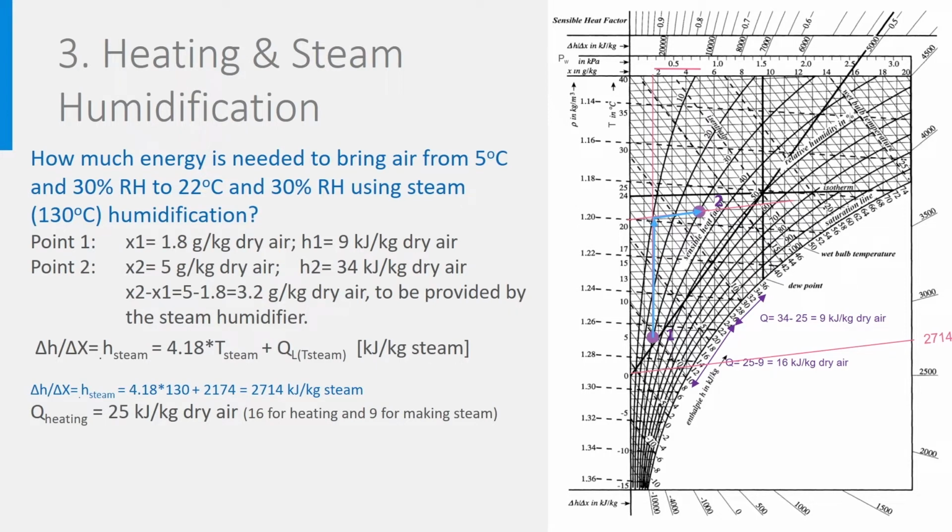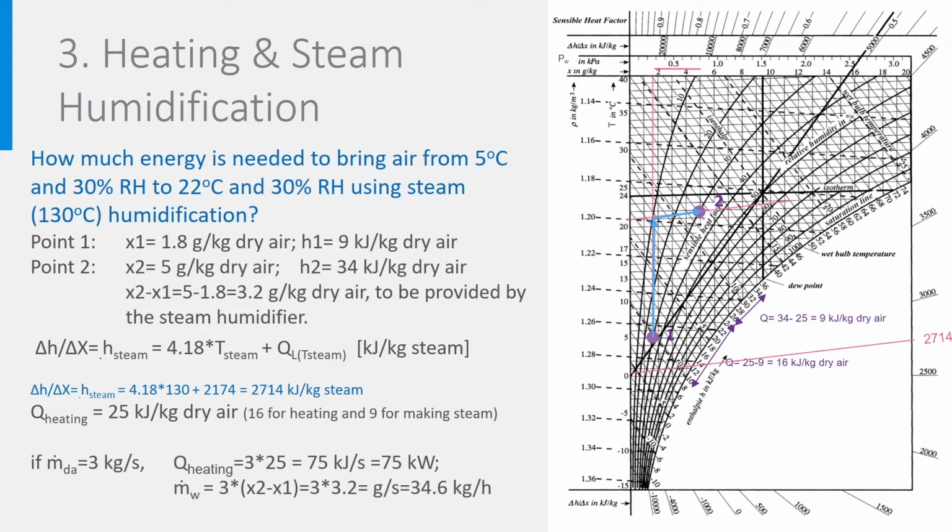If instead of having 1 kilogram of dry air, we have 3 kilograms per second flowing, it leads to a heating capacity of 75 watt and a mass flow rate of 34.6 kg per hour. Note that the total energy needed is identical for adiabatic and steam humidification and depends only on the start and final states. However, this heat is divided differently depending on the chosen process. Be also aware that the energy needed to make the steam is included in these calculations.